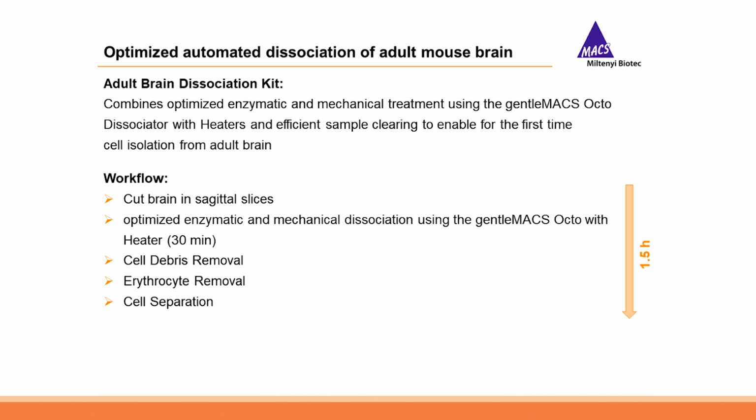You first cut the brain into sagittal slices, and then the optimized enzymatic and mechanical dissociation is performed using the gentleMACS Octo with Heaters, which takes around 30 minutes. After that, you perform a cell debris removal and erythrocyte removal, and then you go to the cell separation. This takes altogether 1.5 hours.